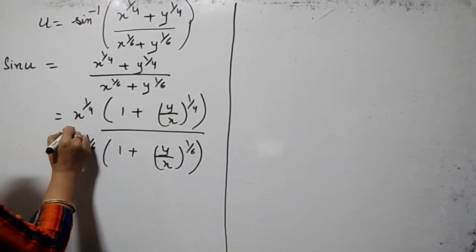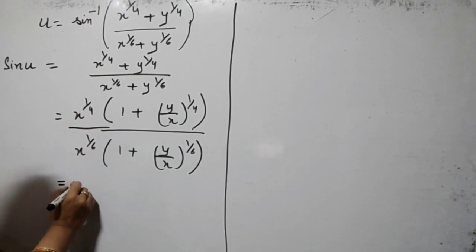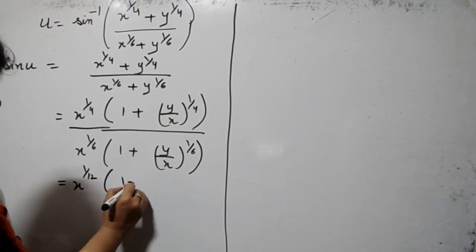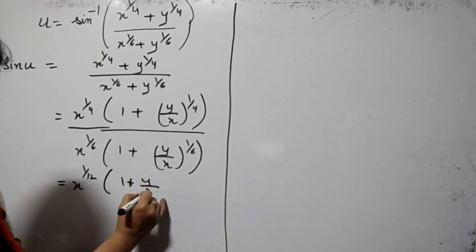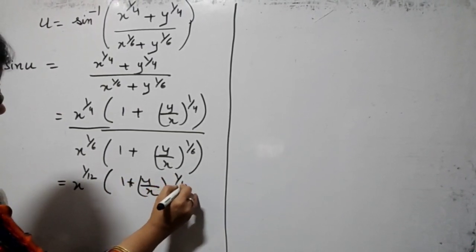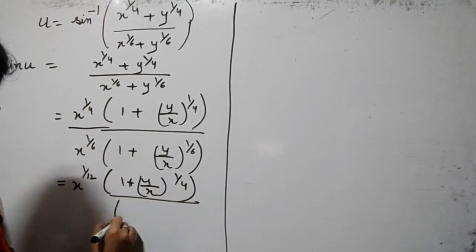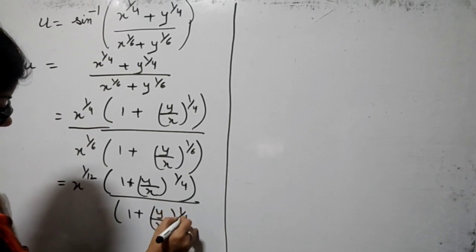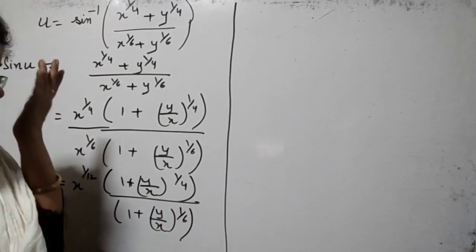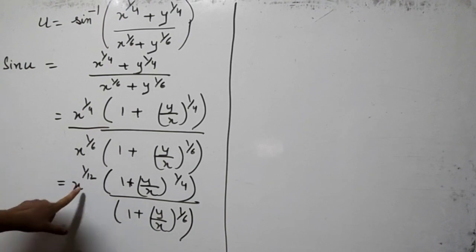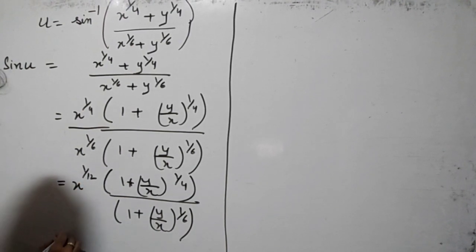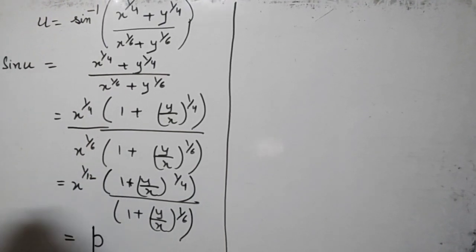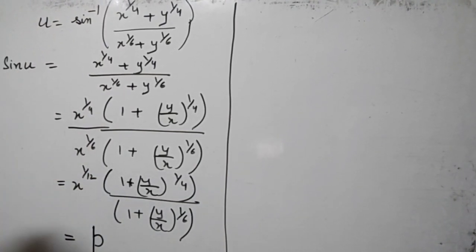Now solve this, x to the power 1 by 4 over x to the power 1 by 6. Ultimately we get x to the power 1 by 12 times 1 plus y over x to the power 1 by 4 over 1 plus y over x to the power 1 by 6. This is a homogeneous equation of order 1 by 12. We let it be p. So we get sin u is equal to p.